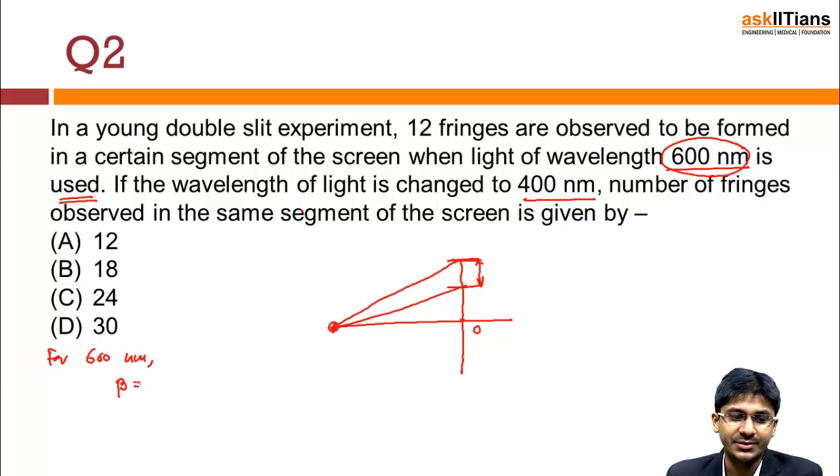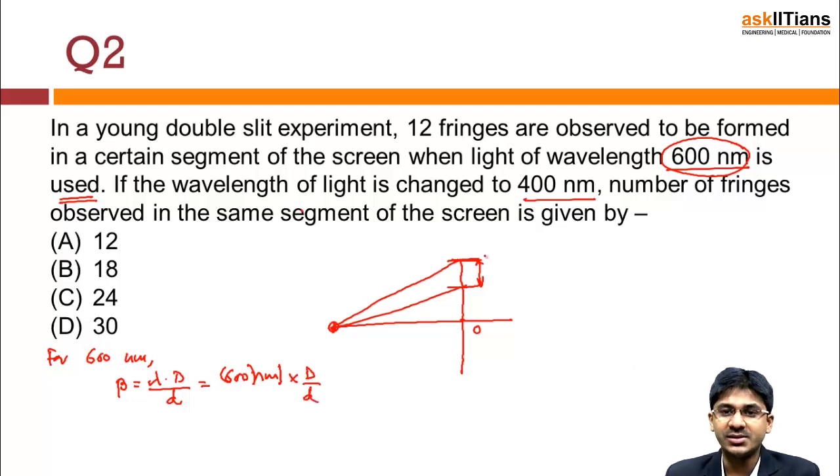what will be the fringe width? Beta. Now we know the formula is lambda D by d. So this will be lambda, 600 nanometer, into capital D by small d. Okay, now since it is given that in this segment, suppose I give this length as x, there are 12 fringes. So that means x is 12 times 600 nanometer into capital D by small d.